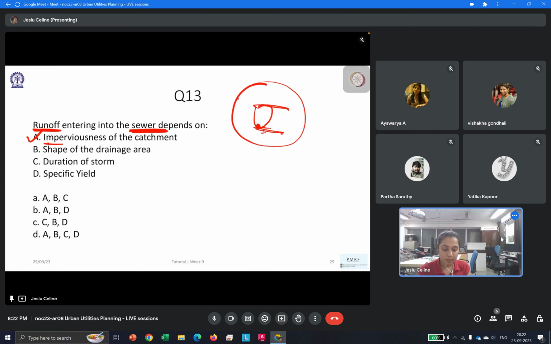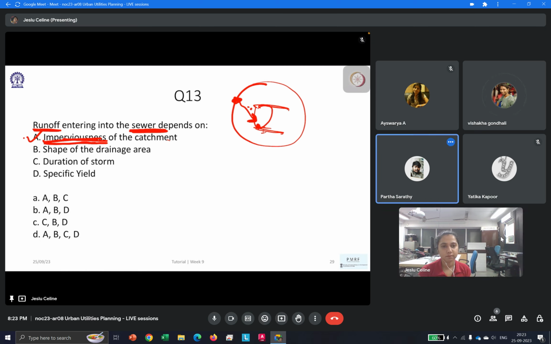Whatever it is, from this point water has to come to this point, so permeability is a factor over there. This option is given in such a way that it doesn't directly talk about permeability, but about impermeability. It's not even talking about porosity. It's just saying imperviousness of the catchment, which essentially talks about the porosity of the catchment, that it is not porous. So yes, it influences. Now B, shape of the drainage area.